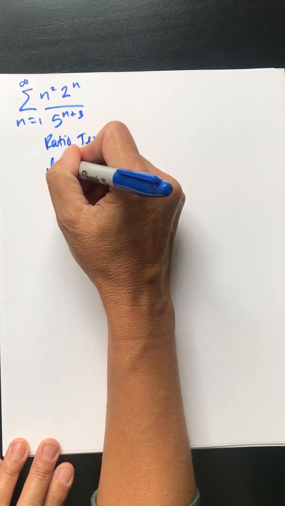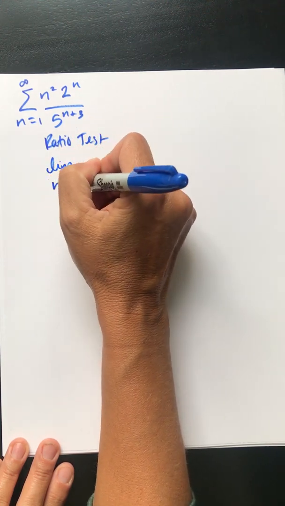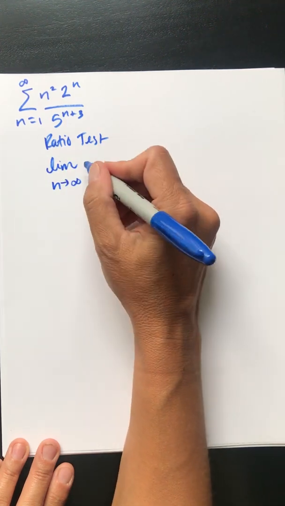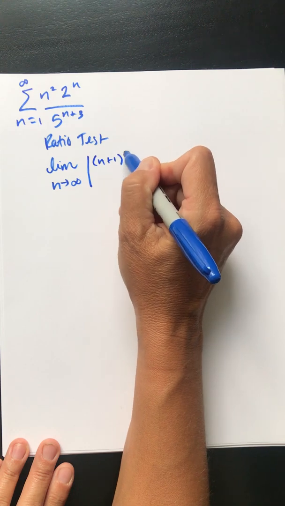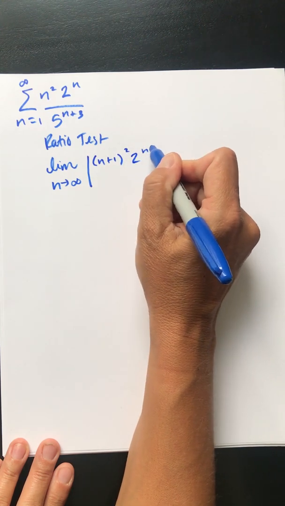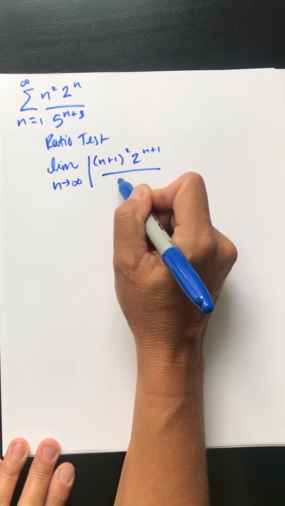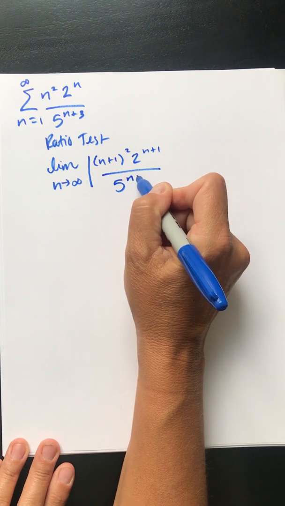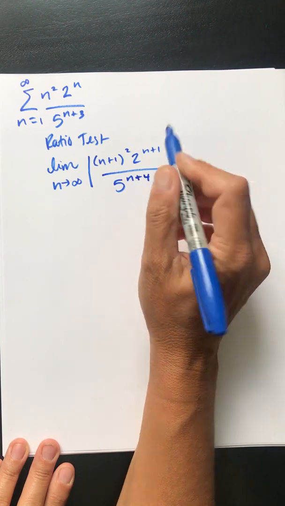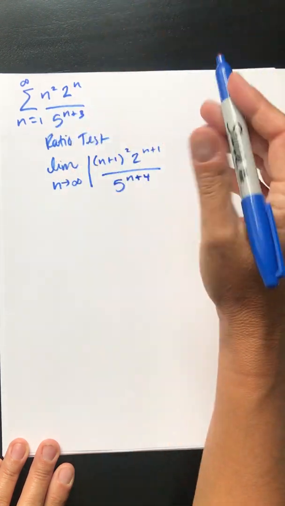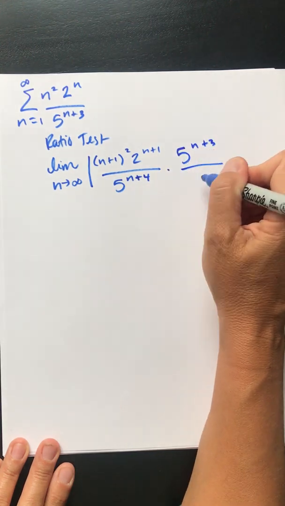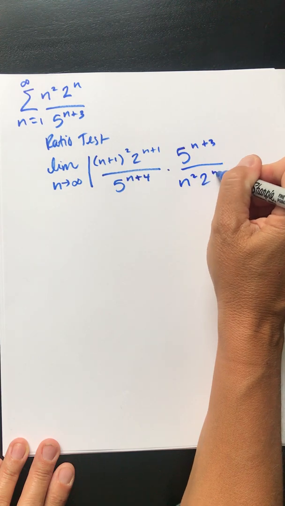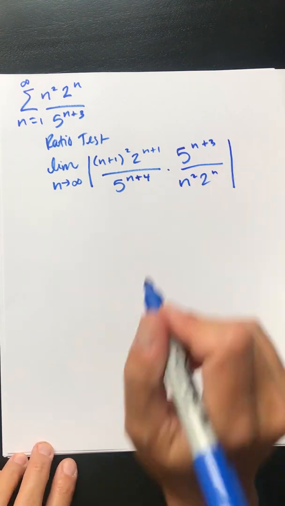So if I take the limit as n approaches infinity, every time I see an n, I'm going to plug in an n plus 1: (n+1) squared times 2 to the n plus 1, over 5 to the n plus 1 plus 3, divided by my original. So multiply by the reciprocal, I get 5 to the n plus 3 over n squared times 2 to the n.